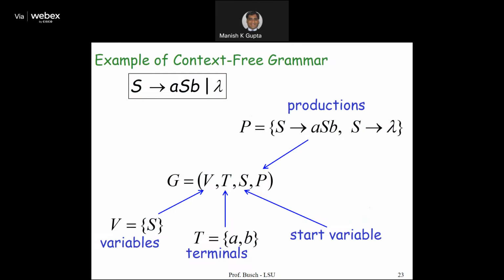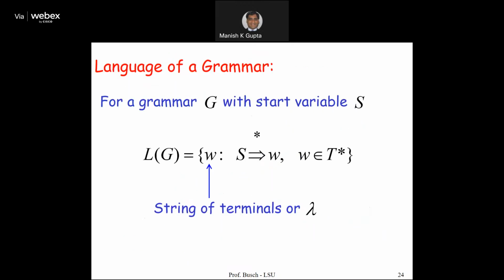S is the start variable. There is only one variable there. The terminals are only a and b, and the start variable is S, right? So this is how you can identify them. The language of the grammar is all those strings W that, starting from the start variable, you arrive at in 0 or more derivations.